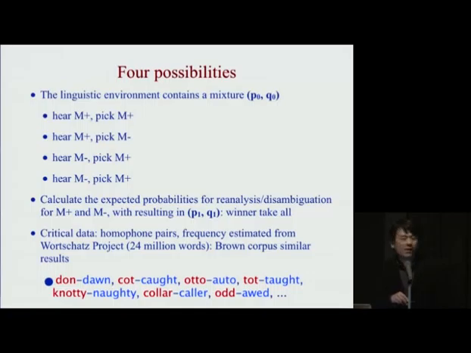The crucial data here are the homophones that may result from the caught merger, things like these. I won't read them out for you. So we can estimate the frequencies of these words as reliably as we want. And I tried several different frequency counts. They don't seem to matter very much.